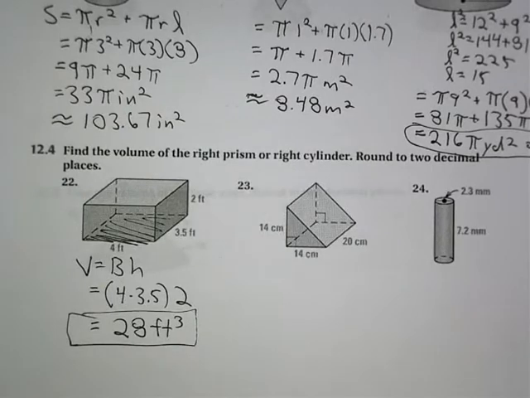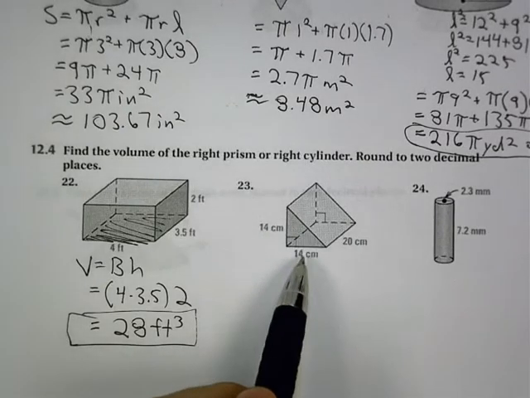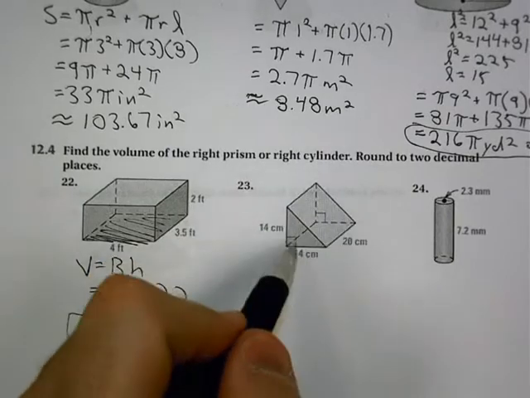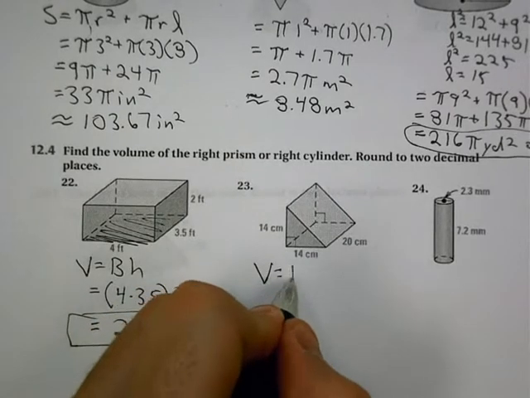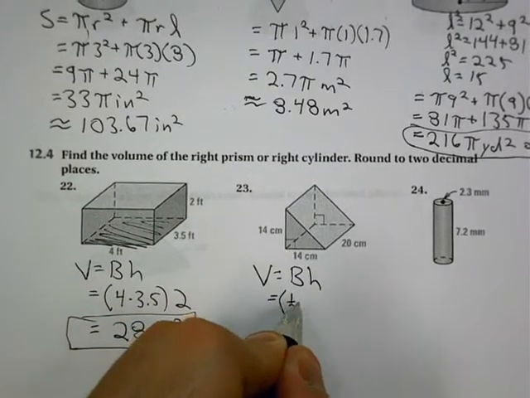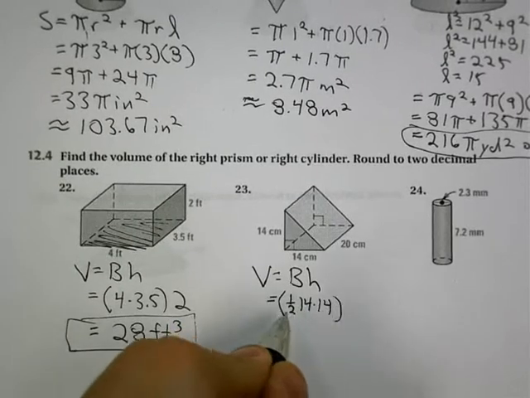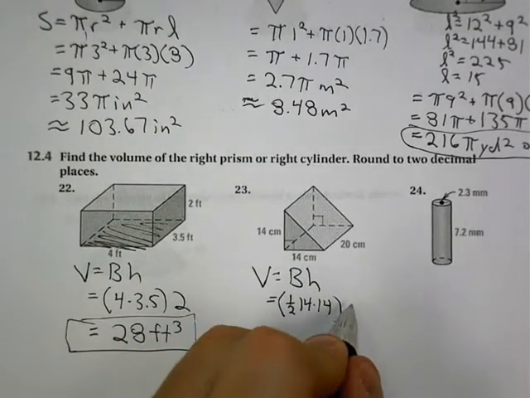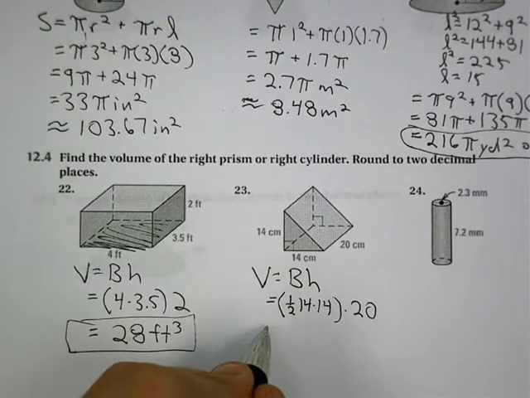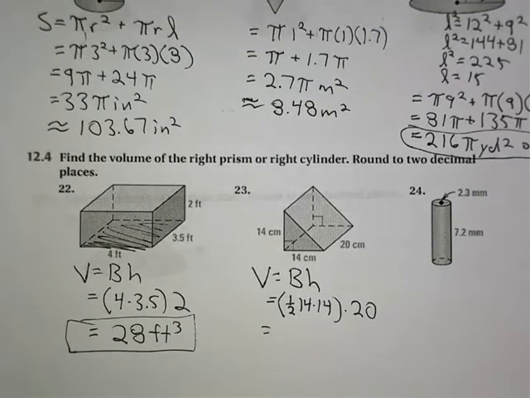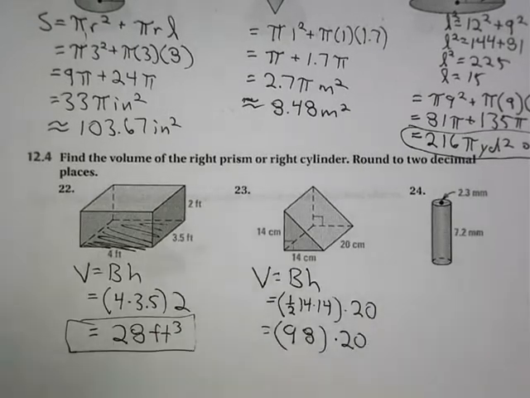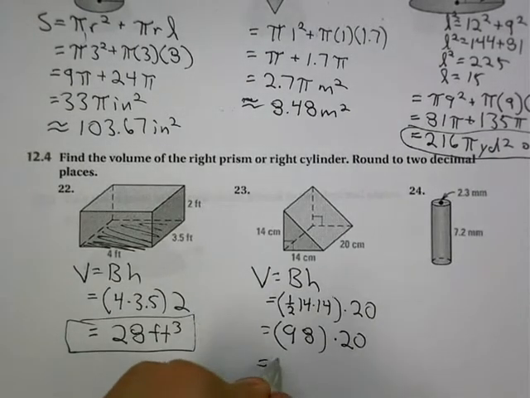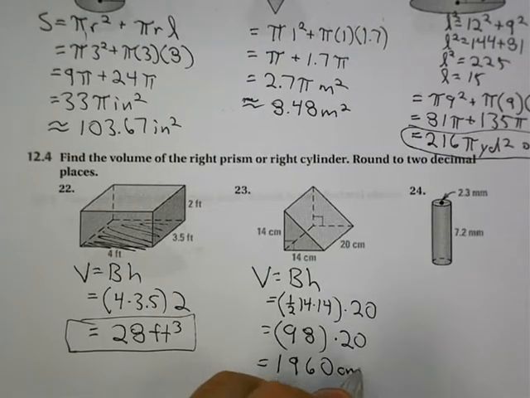Now, like I was saying for 23, 14 by 14 triangle is my base. I cannot just multiply all three values because that would give me the area if it was a rectangular prism. Not the case. So it's base area times height. So 1/2 14 times 14 is the area of a triangle, times the height, which is 20. So half of 14 is 7. So 7 times 14 gives us 98 for that area, times 20 gives us 1,960 centimeters cubed.